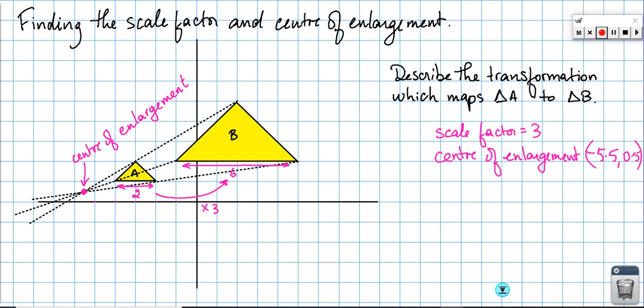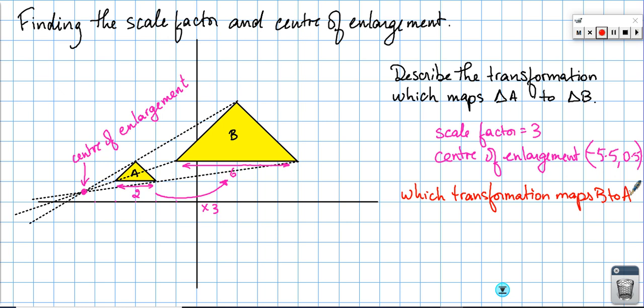Now, how would I have described the problem if, instead of enlarging triangle A to triangle B, we chose to enlarge triangle B to triangle A? So, which transformation maps B to A? If we look well, you might have the answer immediately.